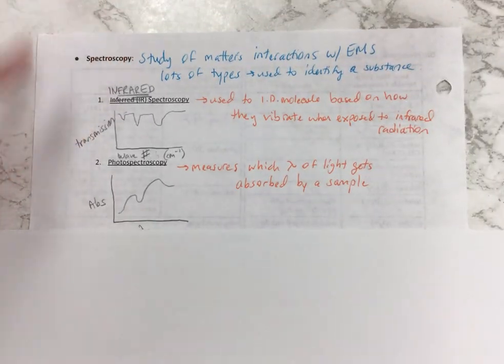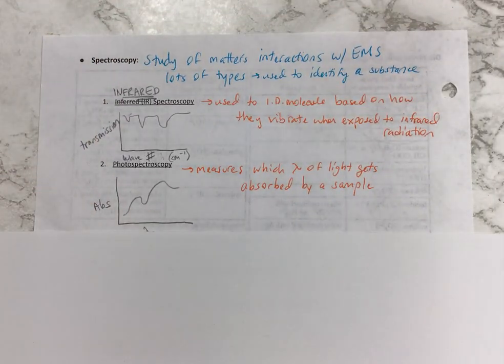All right, starting with spectroscopy up here, we've got two different types. It's the study of matter's interaction with the electromagnetic spectrum. That's what spectroscopy is overall. There are lots of different types. It's pretty much always used to identify a substance when we don't know what it is.